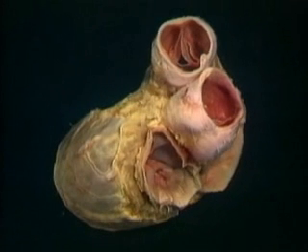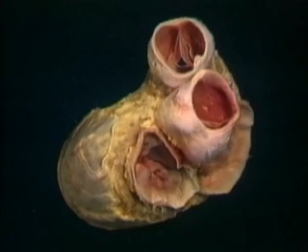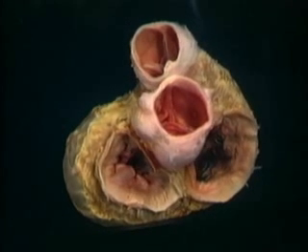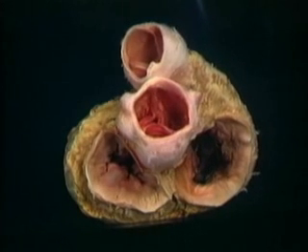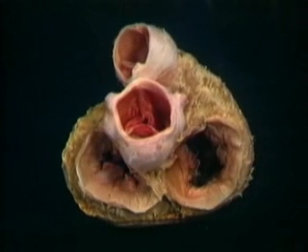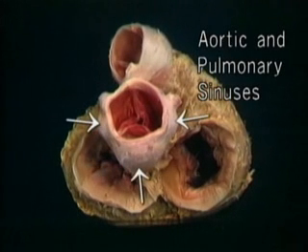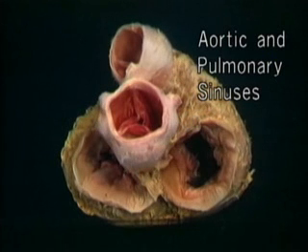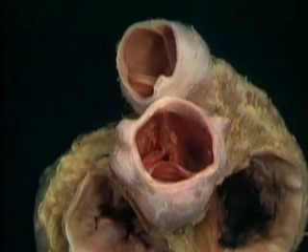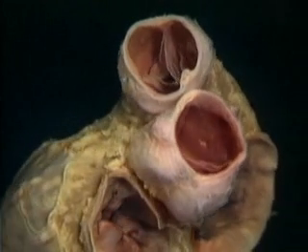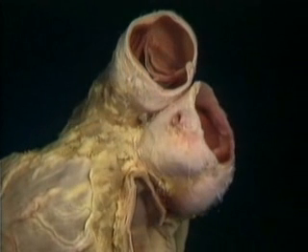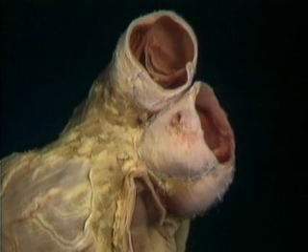Each has three cusps. The pulmonary trunk and the aorta are markedly dilated at their origins. On each vessel, the dilatation consists of three bulges, or sinuses, whose position matches the position of the valve cusps. To get a better look at the cusps of the outflow valves, we'll remove these parts of the vessel walls.